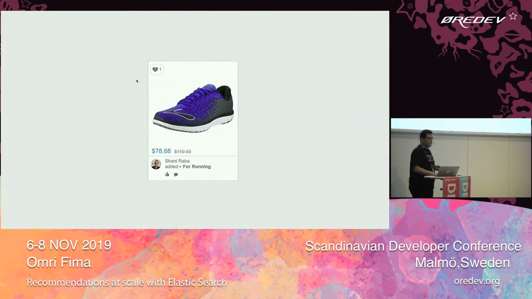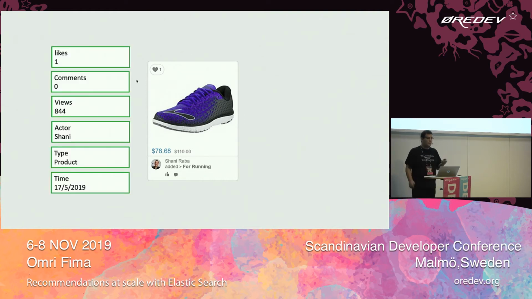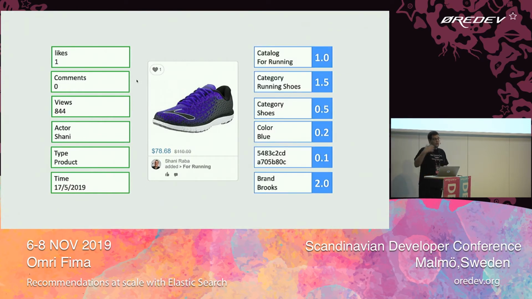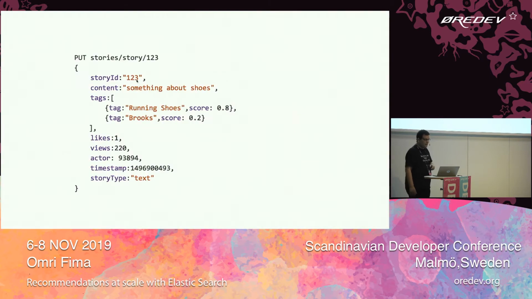So let's take an example of this interesting item that we wish to recommend. Let's see what kind of metadata attributes it might have. It might have the amount of likes, the amount of comments, views, who created it, who wrote it, the type of the content I'm trying to recommend right now, and even when it was created. I can tag it by a lot of other tags, the brand, the category, the color, and again, give some score. Some of the tags don't need to be humanly readable or meaningful, but they are still very, very useful, and we'll get to that later on.